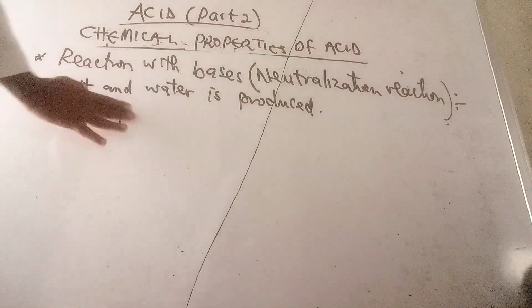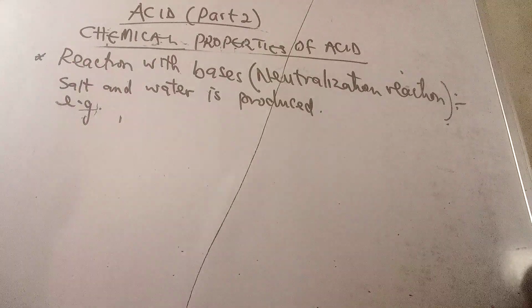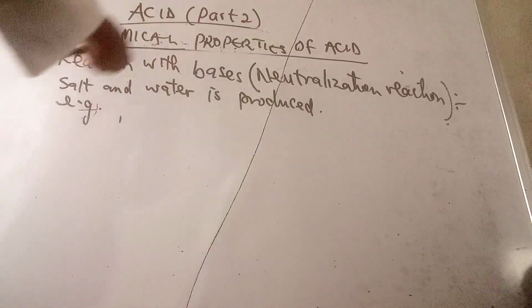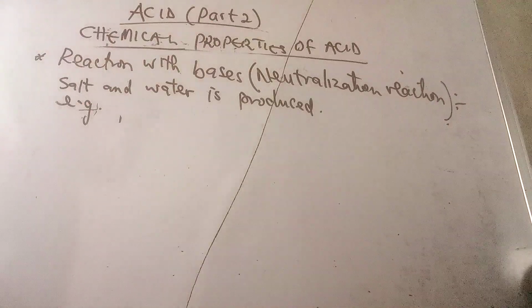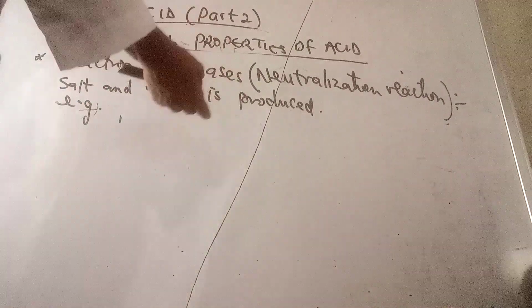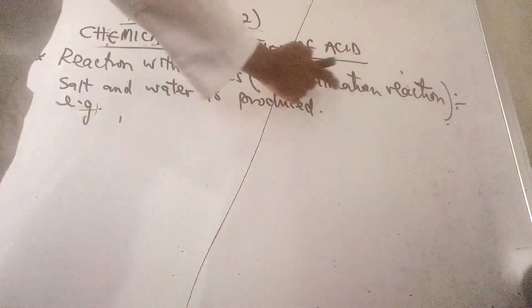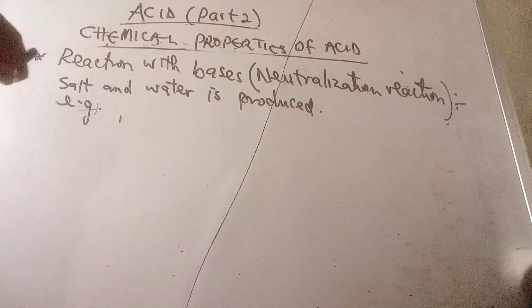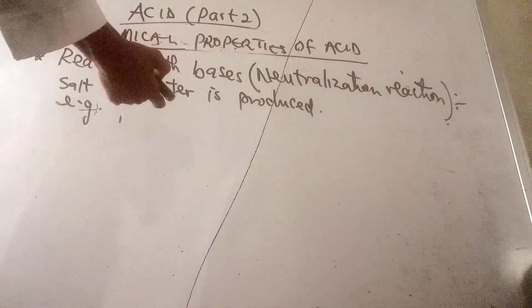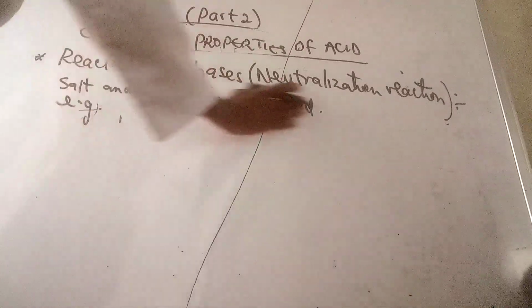Another chemical property of an acid is the reaction of an acid with bases. When an acid reacts with a base, that kind of reaction is called the neutralization reaction. And only salt and water is produced.